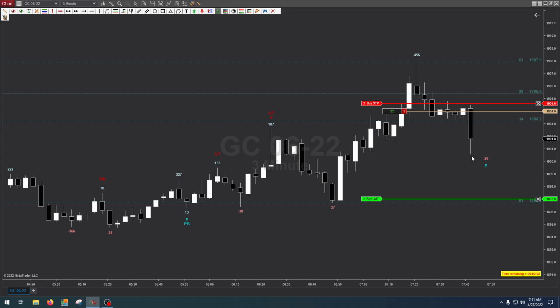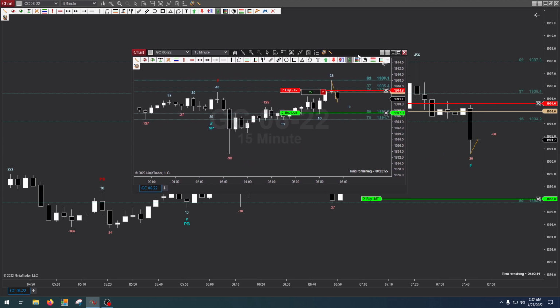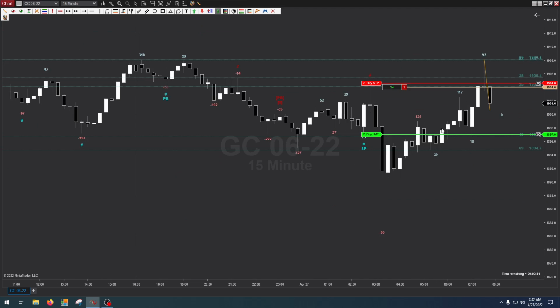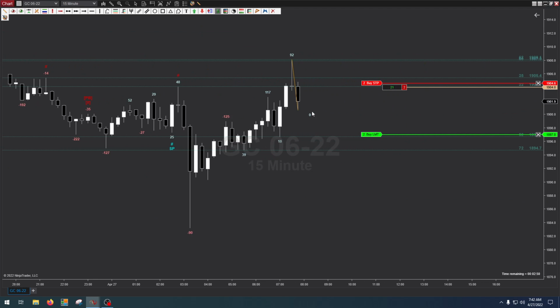10 seconds left in this candle here. And we will still need to confirm a swing high. But on the 15 minute, we need to confirm a swing short. There's the 15 minute. Still 2.5 minutes left in this candle here, and then we need to confirm a swing short. We have a 0 volume delta right here right now.